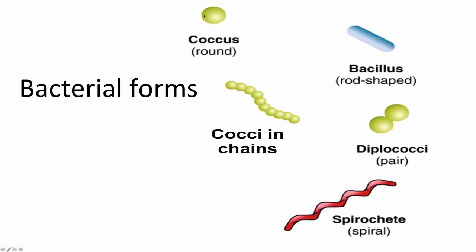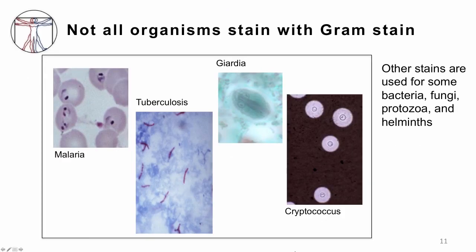You can have a cocci, which is round. The cocci can be pulled together in chains. It can be together in clusters. It can be in pairs here, like a diplococci. You could have rods, like I showed you with that gram negative before, or you can even come in spirochetes. So, for example, with syphilis or Lyme disease, they're spirochetes and they're these long squiggly lines.